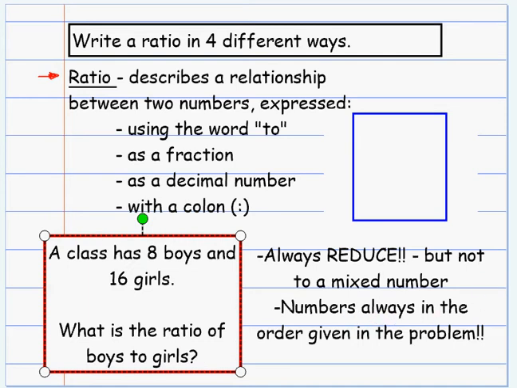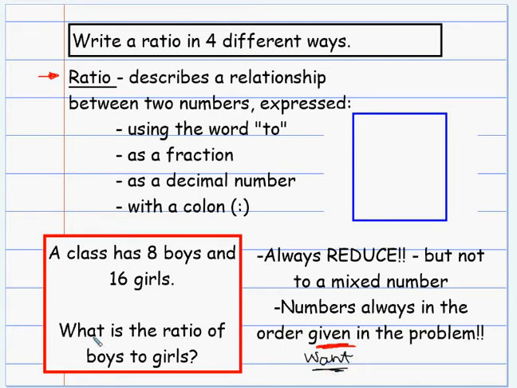And the numbers are always in the order given in the problem. So make sure that you understand what they are asking you for so that you write them correctly, and I'll explain here in just a minute. Here's an example. A class has 8 boys and 16 girls. What is the ratio of boys to girls? Okay, so you're going to write the numbers in the ratio in the order that they give to you in the problem, or the order that they want.